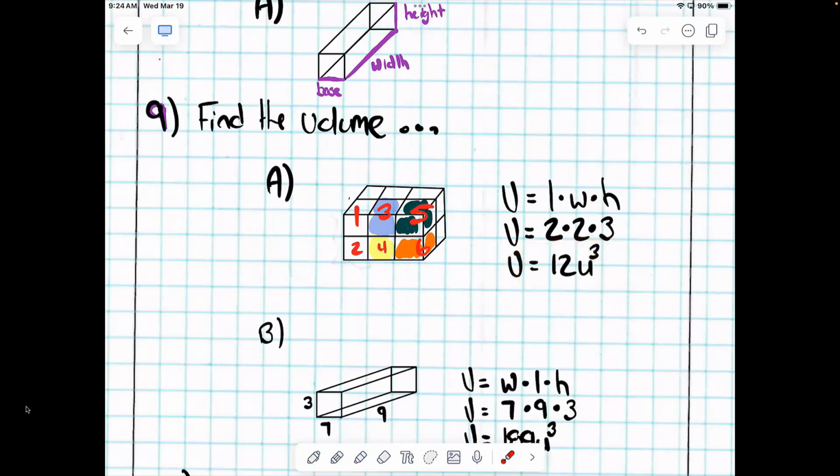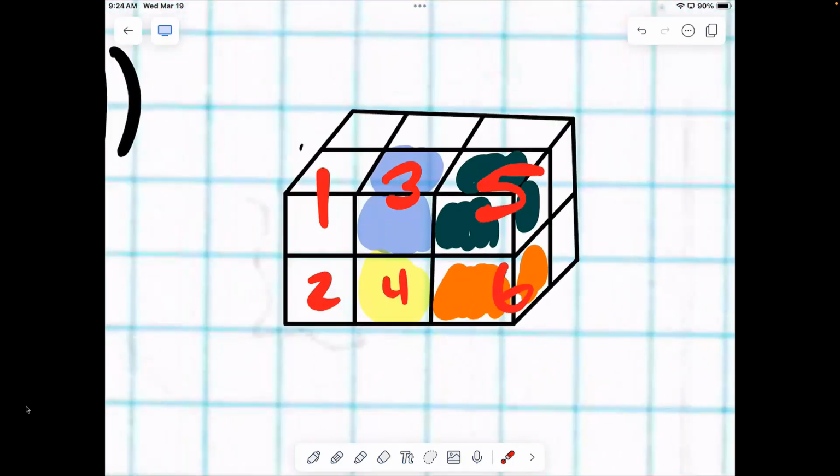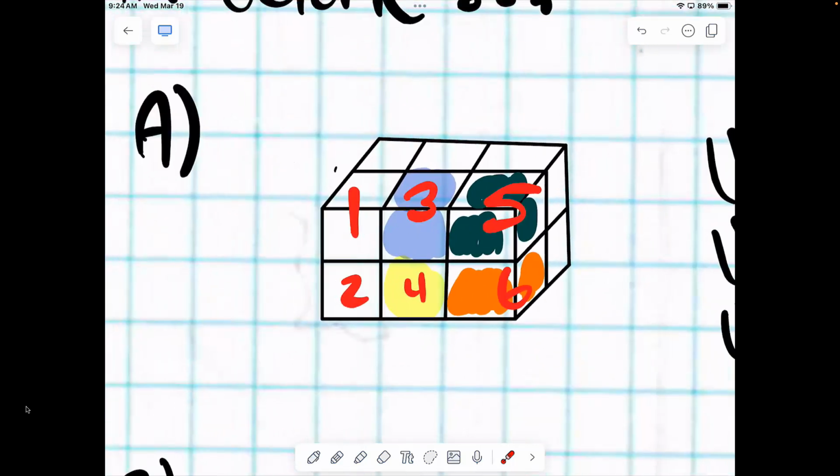Yes. Could you just count the blocks though? If I zoomed in, could you literally count all 12 blocks? Yes. Yeah, there's one that's hidden. That one that's right below this guy, it's hidden, but you know it's there though, right?